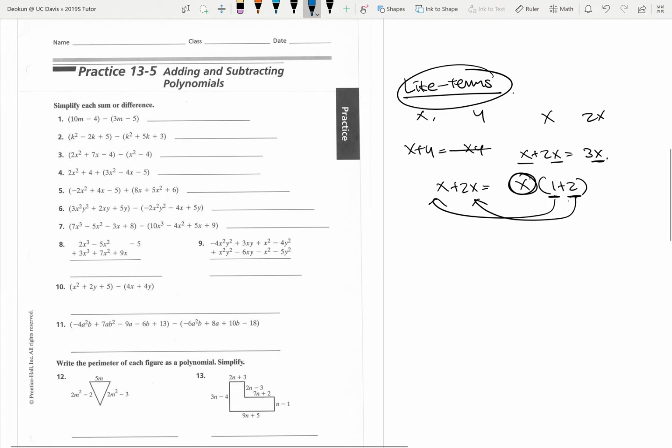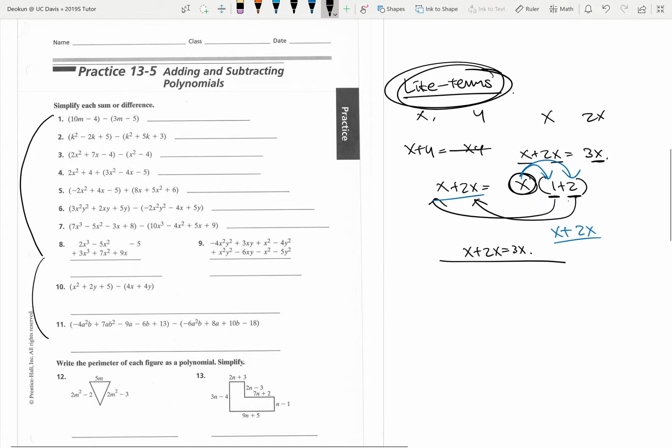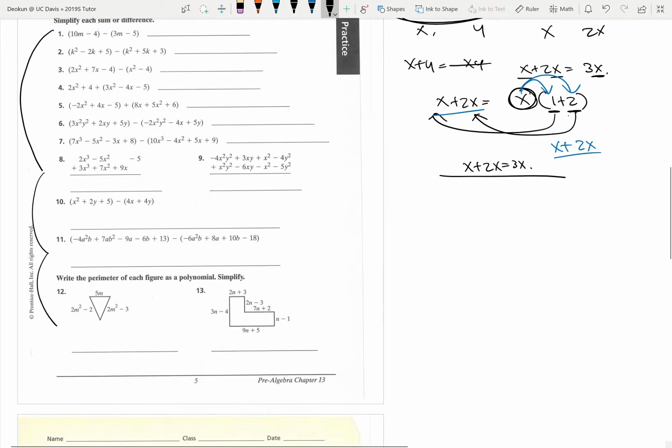In order to check this calculation, you distribute back your x, then you're going to get x plus 2x, which is equal to 3x. So you can apply this concept, adding like terms, to number 1 through 11, and this is very simple. I want you to pause the video again and try solving all the way up to actually 13.